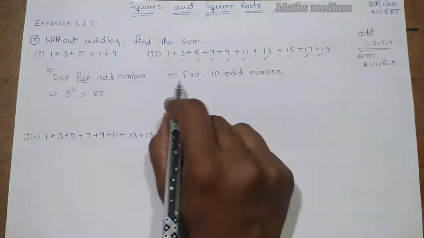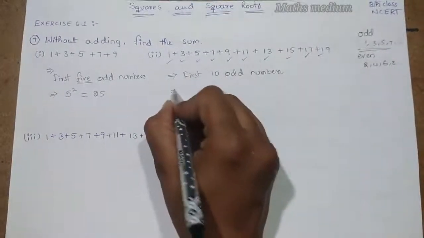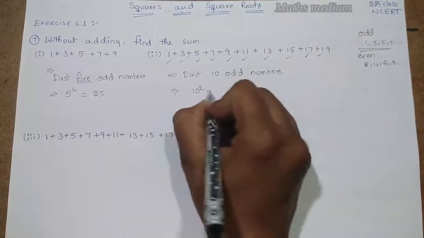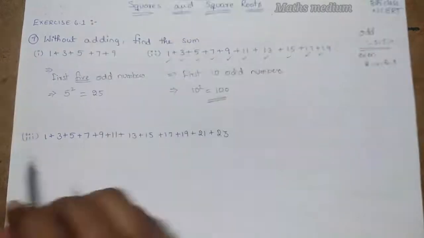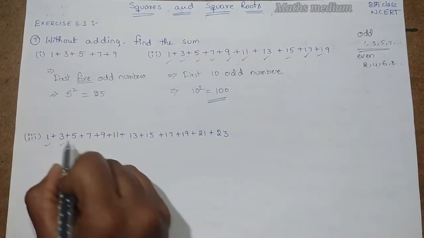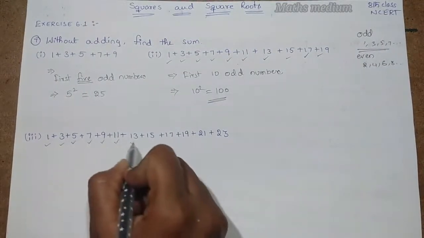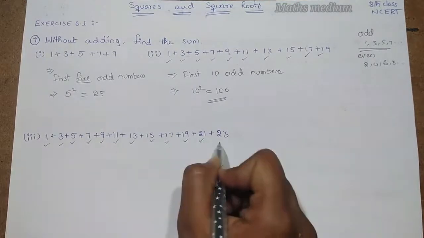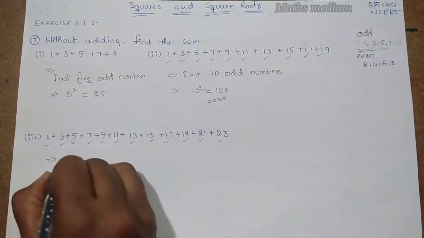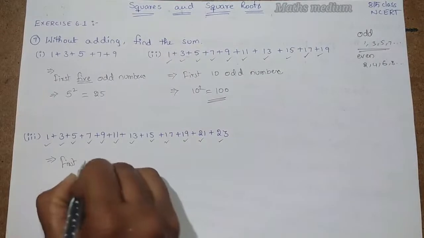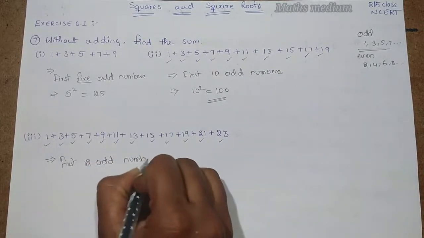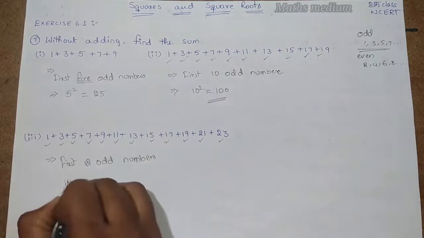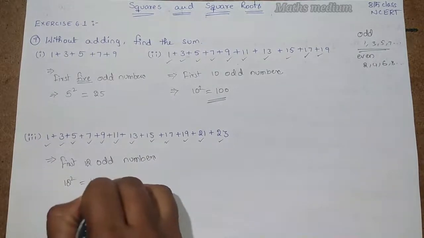And also said to be the first sum of 10 odd numbers also. It is obviously 10 square, which is 100 as the answer. If you check the third one, 1, 2, 3, 4, 5, 6, 7, 8, 9, 10, 11, 12, it means the first 12 odd numbers. So it can be 12 square, which is equal to 144.